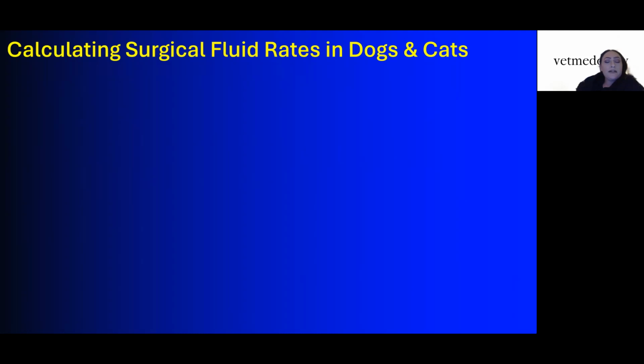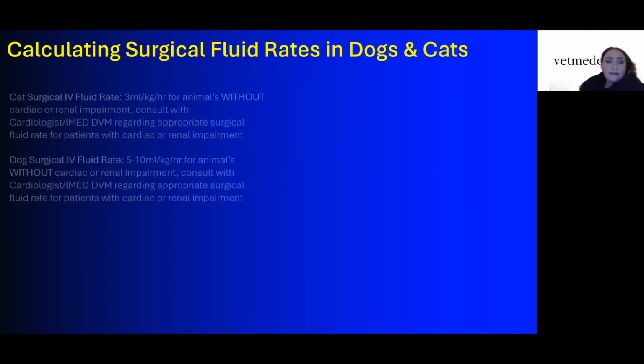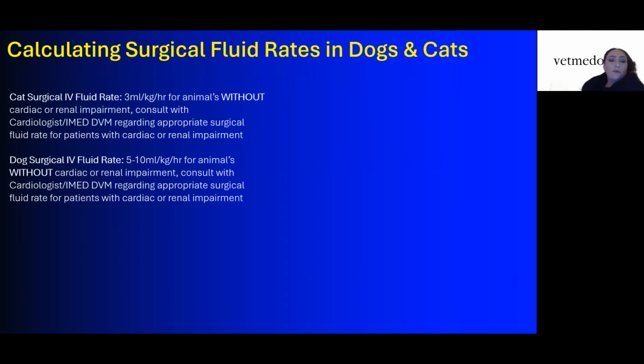So calculating surgical fluid rates in dogs and cats. The cat surgical IV fluid rate is typically 3 mils per kg per hour for animals without cardiac or renal impairment. Consult with a cardiologist or IMED DVM regarding appropriate surgical fluid rate for patients with cardiac or renal impairment. It can go up to 5 mils per kg per hour, but I typically stick with 3.